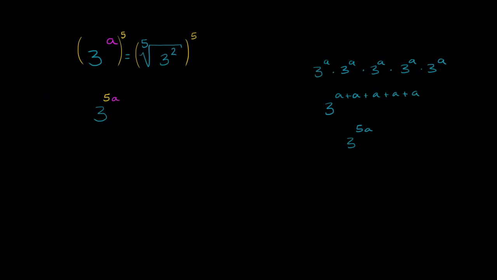3 to the 5a power is going to be equal to, well, if you take something that's a 5th root and you raise it to the 5th power, then you're just left with what you had under the radical. That's going to be equal to 3 squared. So now things become a lot clearer. 3 to the 5a needs to be equal to 3 squared. Or another way of thinking about it, we have the same base on both sides, so this exponent needs to be equal to this exponent right over there. Or we could write that 5 times a needs to be equal to 2. And of course, now we can just divide both sides by 5, and we get a is equal to 2/5.